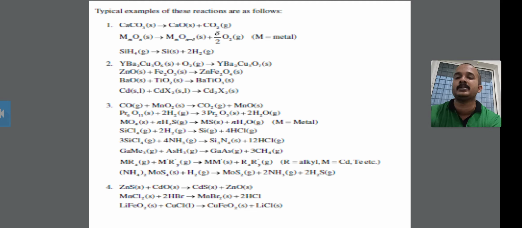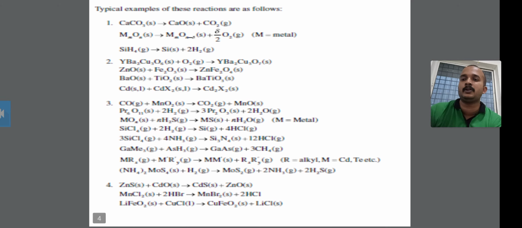Firstly, calcium carbonate solid gives calcium oxide solid plus CO2 gas. This reaction is a decomposition reaction, in which a solid is converted to a solid plus a gas. The calcium carbonate solid decomposes, forming calcium oxide as a solid and carbon dioxide as a gas.